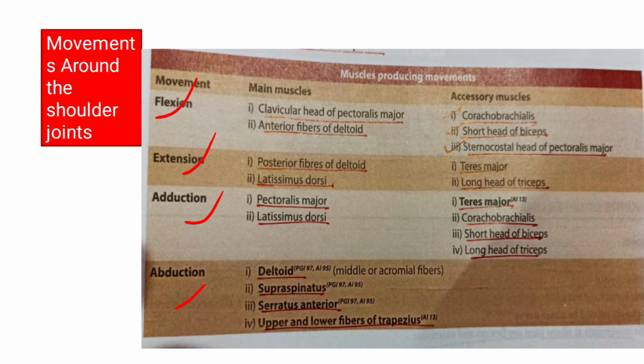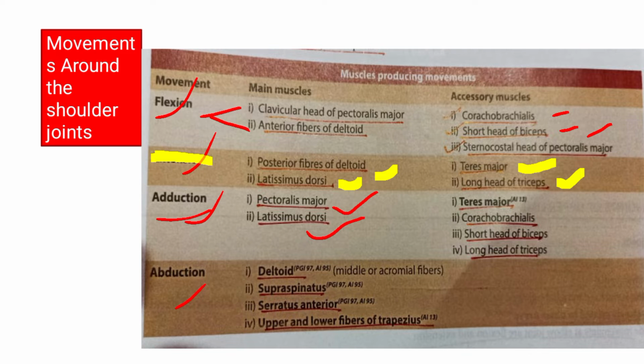Now here we can see the muscles for flexion: mainly the clavicular head of pectoralis major and anterior fibers of deltoid, and accessory muscles are coracobrachialis, short head of biceps, and sternocostal head of pectoralis major. In extension, posterior fibers of deltoid and latissimus dorsi are major muscles, and teres major and long head of triceps are minor muscles. In adduction, pectoralis major and latissimus dorsi are the major muscles, and teres major, coracobrachialis, short head of biceps, and long head of triceps are minor muscles.